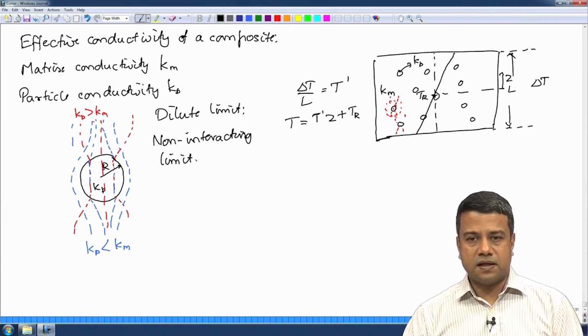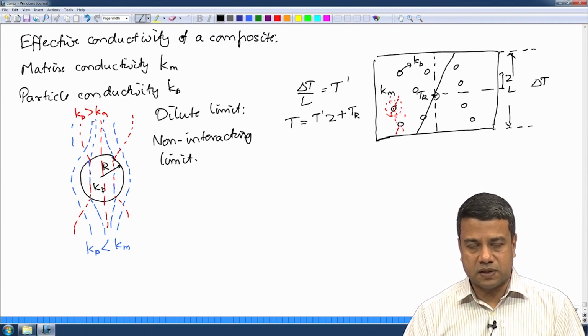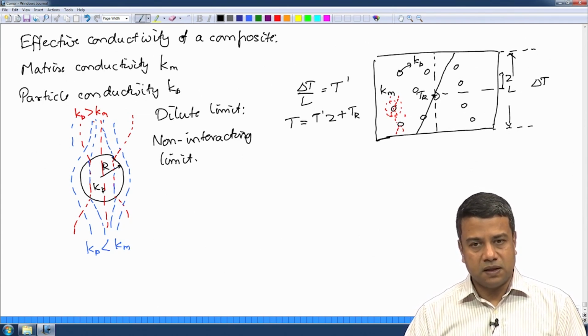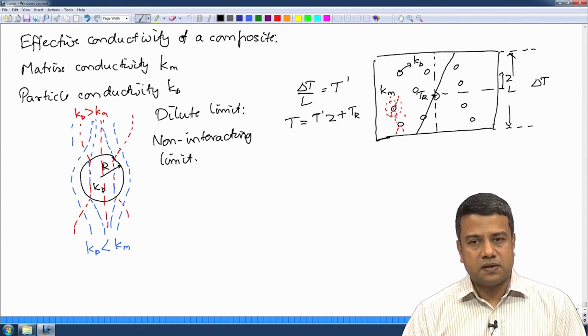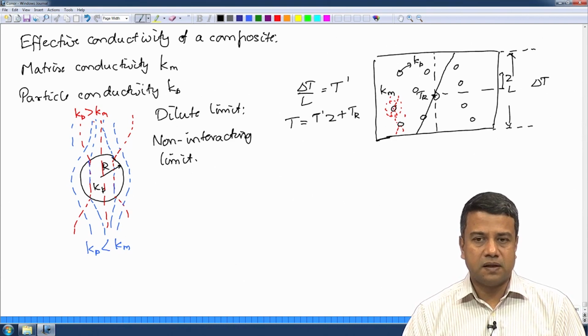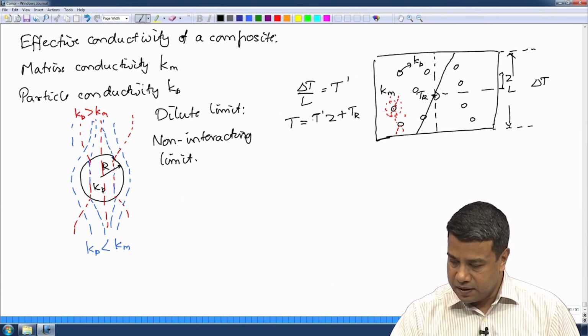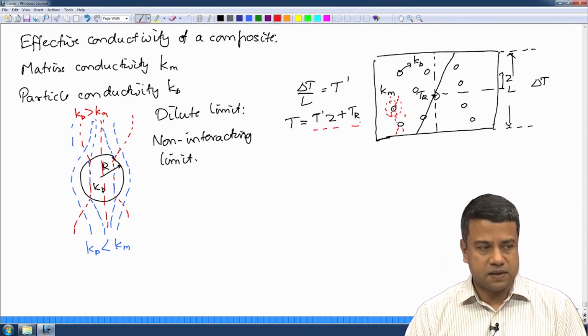That is, I can consider each particle to be placed in a temperature field which is linearly varying with the z position, individually. The presence of another particle does not affect the temperature field around this particle. So, I can consider each particle individually to be placed in a temperature field which is varying as this, far from the particle. So, that is the basic idea.